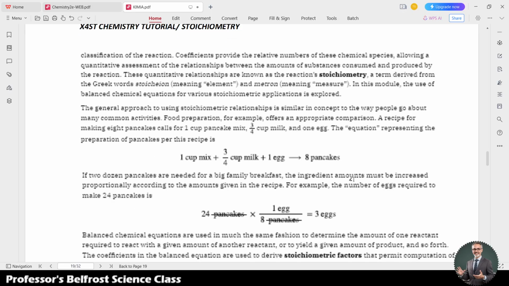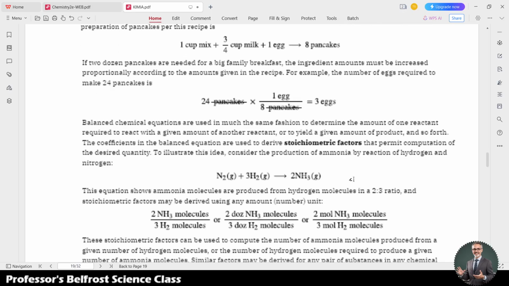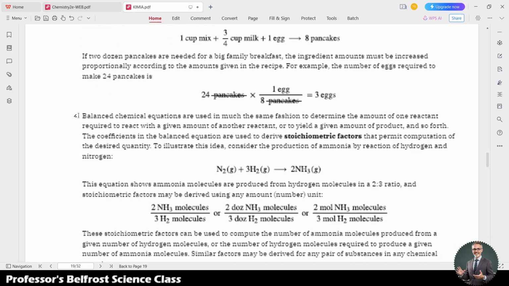Okay, so for example, we have this. Balanced chemical equations are used in much the same fashion to determine the amount of one reactant required to react with a given amount of another reactant, or to yield a given amount of product, and so forth. And the coefficients in the balanced equation are used to derive stoichiometric factors that permit computation of the desired quantity.